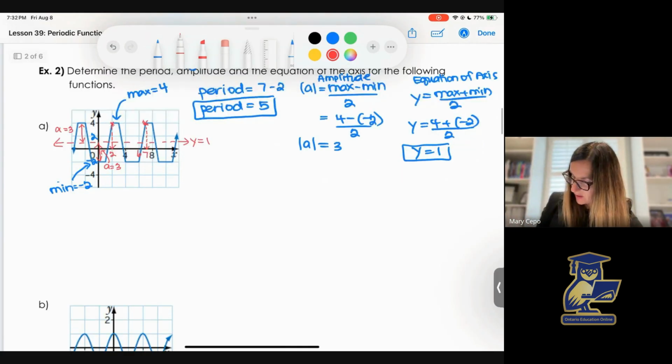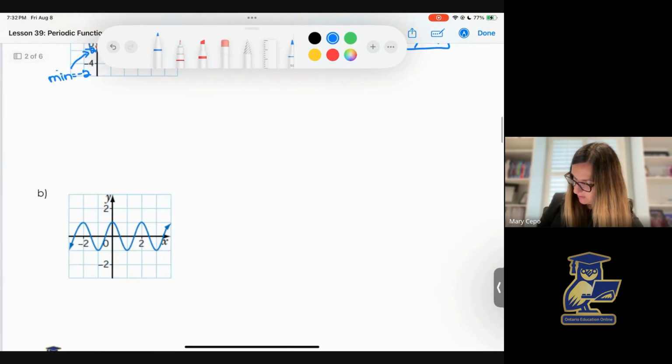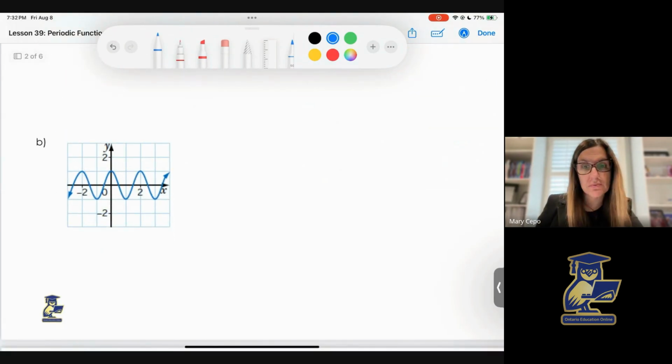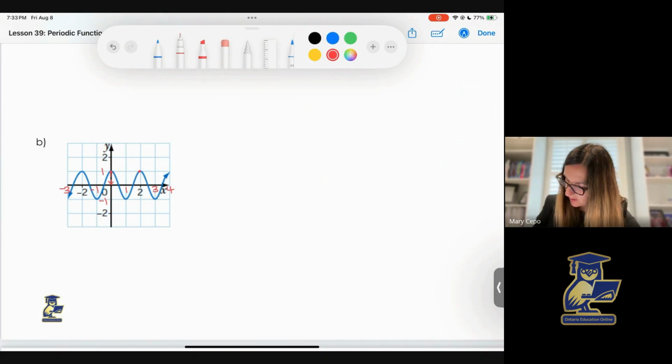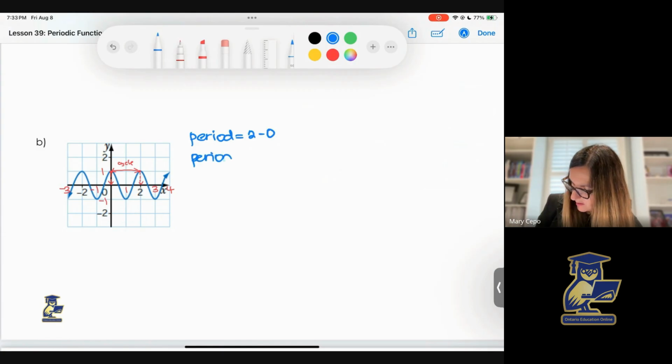So it's the difference from the equation of axis to the max, and from the equation of axis to the min. Okay, so looking at B, same idea, start with the period. Always best to go from max to max. Okay, and at which x values that happens, keeping in mind the scale. So the max, that's when one full cycle occurs. So then the period is going to equal 2 minus 0. So the period is equal to 2.